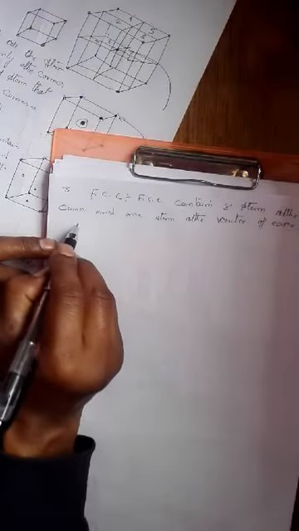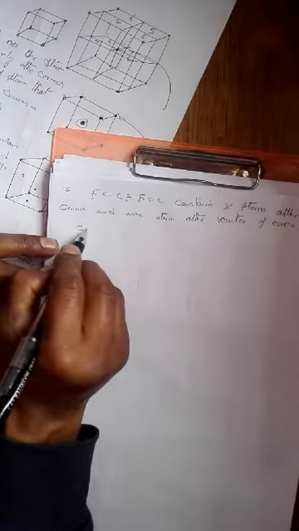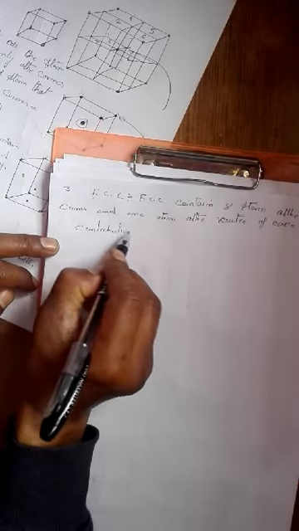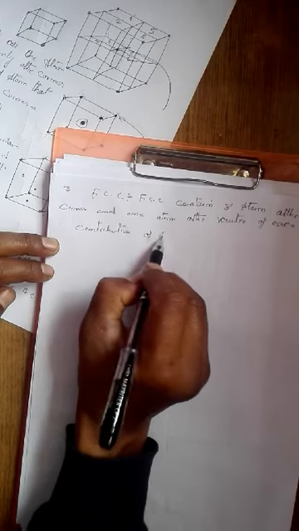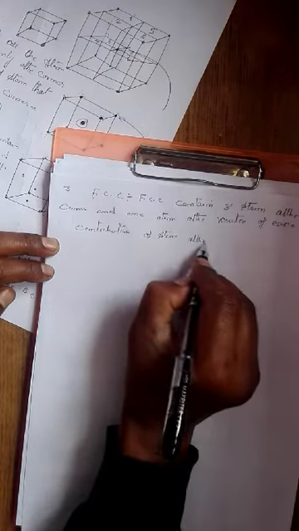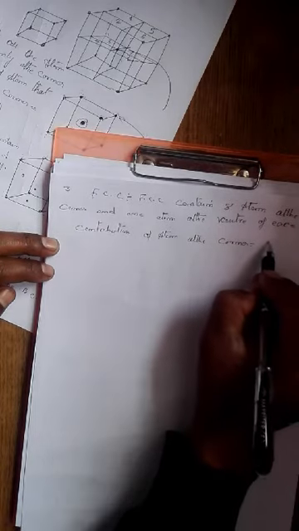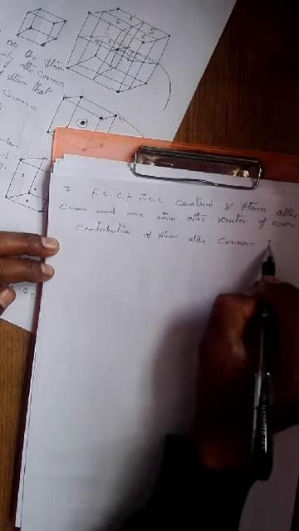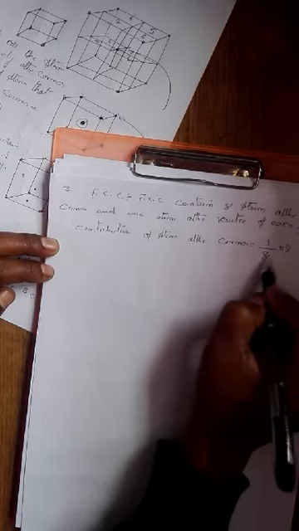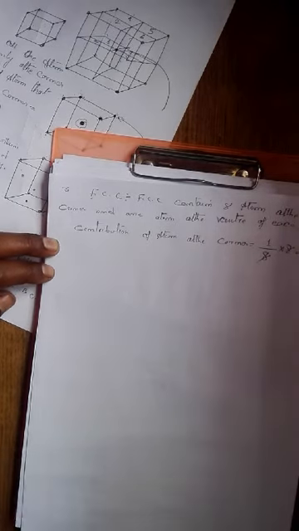Alright, what is the contribution of atoms that are present at the corner? Here, contribution of atom at the corner equal, remember, 1 atom that is present at the corner is shared by 8 unit cells and there are 8 corner atoms. As a result, contribution of atoms present at the corner is equal to 1.